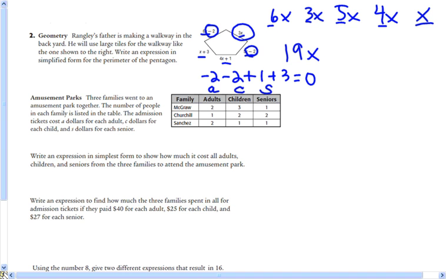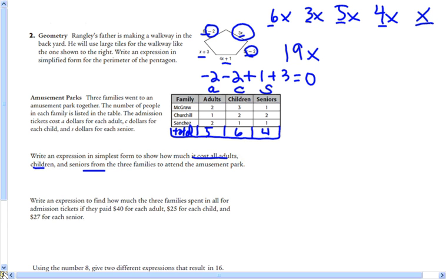Write an expression in simplest form to show how much it costs for all adults, children, and seniors from the 3 families to attend the amusement park. So we want all of them, so I'm just going to combine these into one. So I'm going to put a total here at the bottom of my table. Total. So total adults is 5, total children is 6, total seniors is 4.